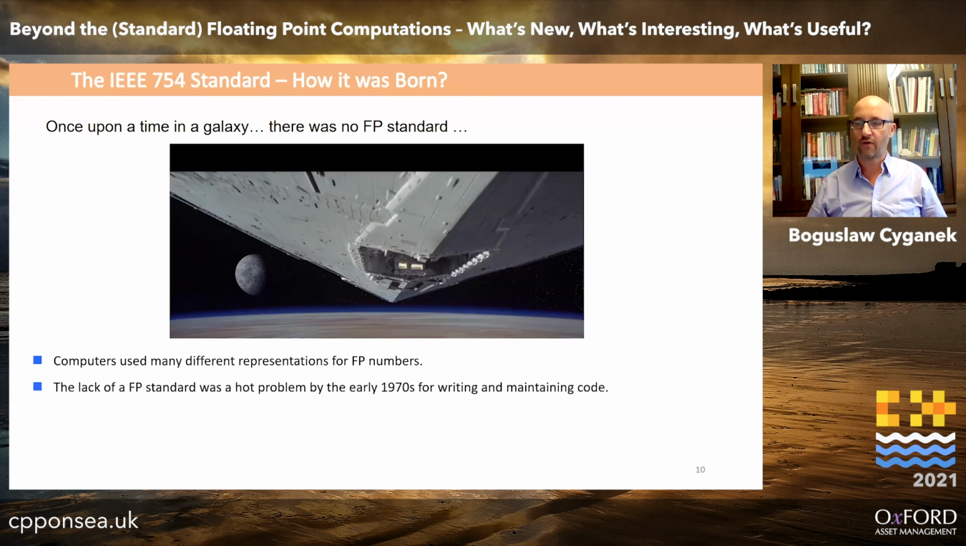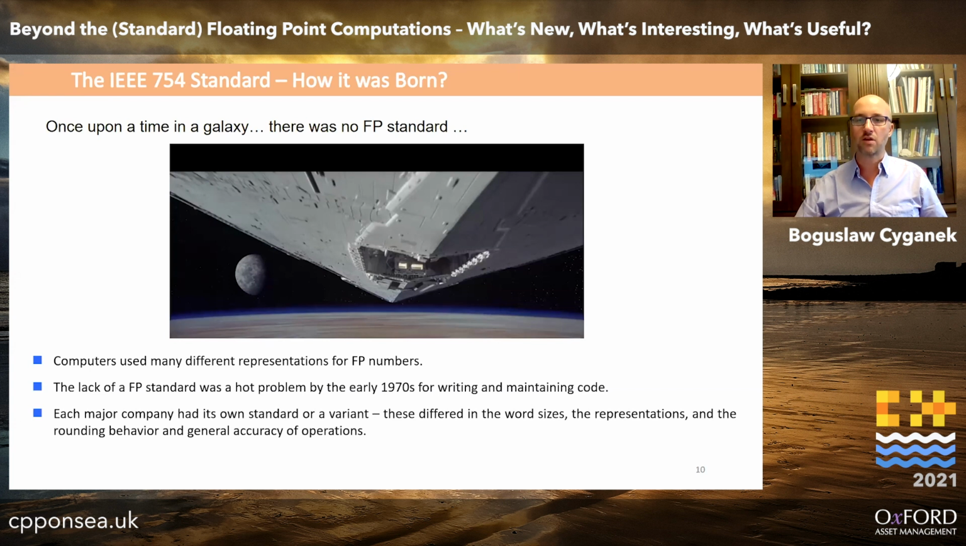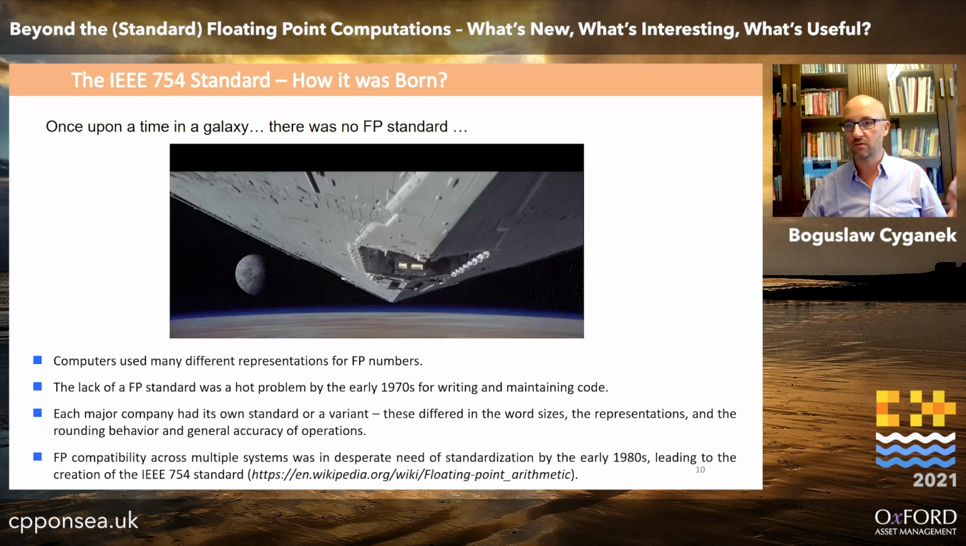And the lack of a standard was a hard problem by the early 70s for writing and maintaining code. Also, each major company had its own standard or variant of a standard, and this differed in the word size, representation, rounding behavior, general accuracy of operations. The basis of computations were 2, 10, 16. So compatibility across multiple systems was in desperate need of standardization in the early 1980s.